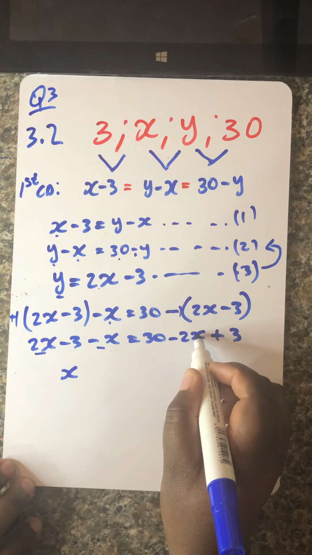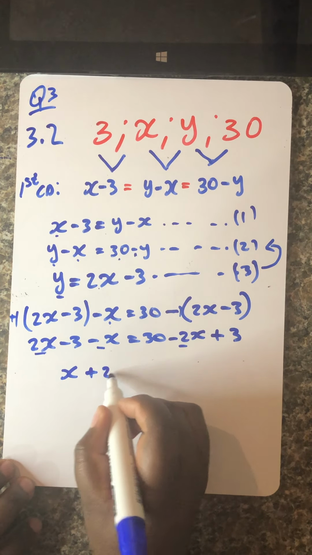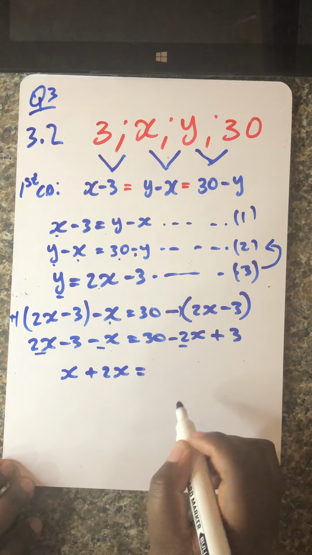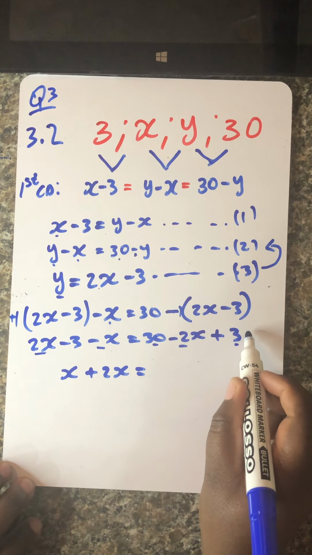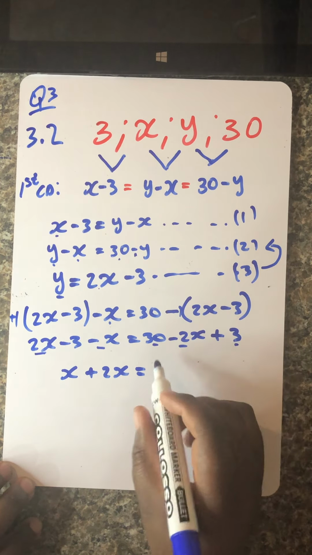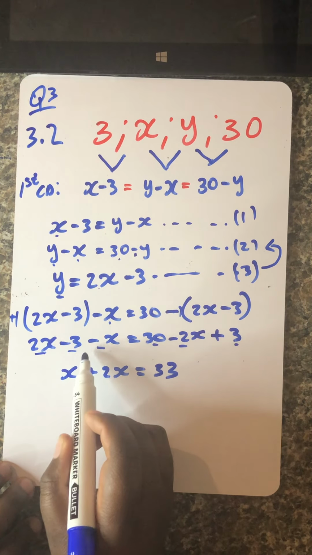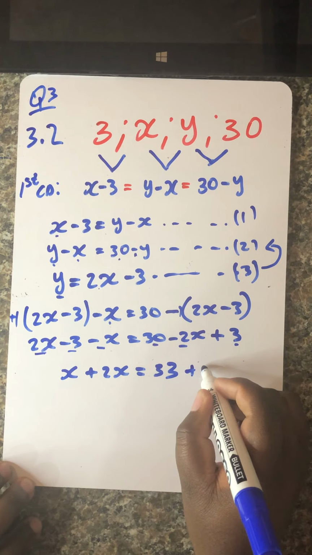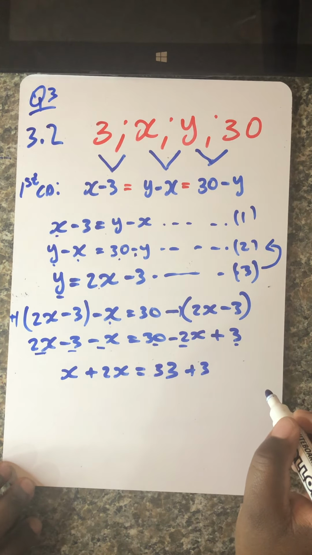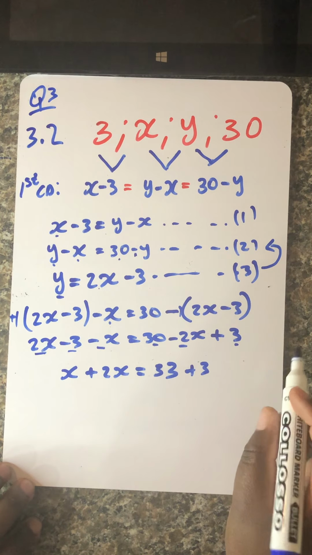Then you move this to the left, it's going to change the sign, it becomes positive 2x, it's equal to... Okay, you have 30 and 3, what is this? This is 33, isn't it? So that means you've got 33. You move all the numbers, remember you have that number there to the right, then you add, it becomes plus 3.